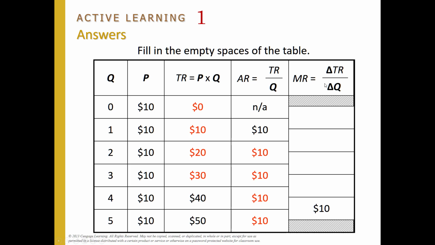Marginal revenue is the change in revenue when you increase the unit. So, as I increase quantity from 0 to 1, my revenue increases from 0 to 10, so my marginal revenue is 10. If I increase quantity from 1 to 2, my revenue increases from 10 to 20.